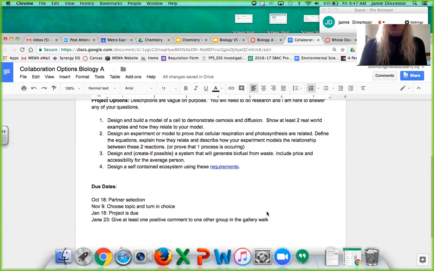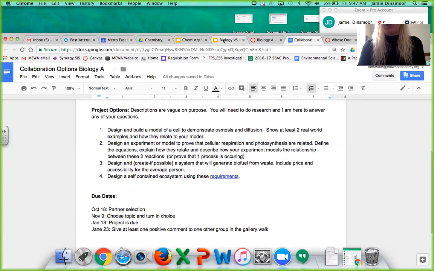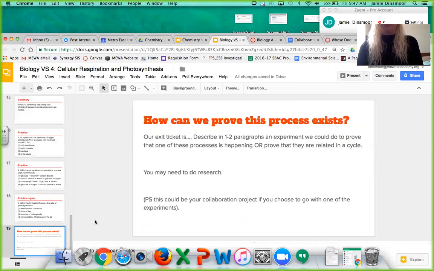And I want you guys in this exit ticket to really think about designing the experiment and describing it to me in 1 to 2 paragraphs, right? So don't just say, I would put a plant in a room and measure the amount of whatever. No, no, no. I want an experiment that's going to prove this. You might have to research, right? You might not know what tools there are. We do have ways to measure carbon dioxide in the air. We do have ways to measure oxygen in the air, right? So you might want to think about that.